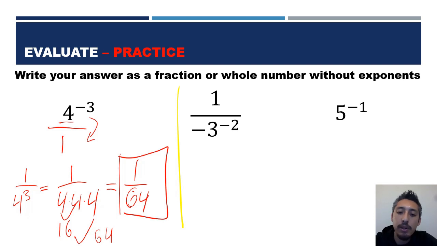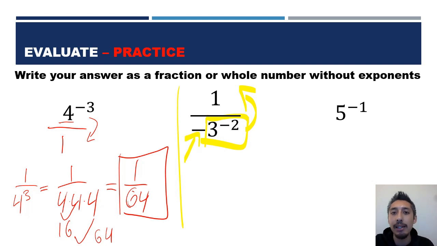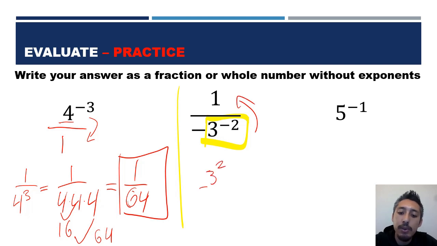For the next one, the -2, that exponent, is only attached to the 3, not the negative. Again, there is no parentheses, it's only attached to the 3. So when we move this up to the numerator, the negative in front of the 3, this one right here, is not going to move. It's going to stay in the denominator. So let's go ahead and move that up. We have 3 to the power of 2 over, the negative stays in the denominator, and we have a 1.